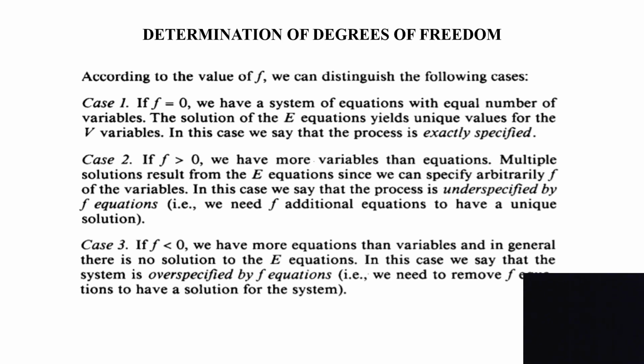Okay, so the degrees of freedom plays a very important role in the design of a controller. When you want to achieve a desired control, you need to specify how many degrees of freedom there are for a particular system. That is determined based on the number of variables minus the number of equations. So it may be either exactly specified, overspecified, or underspecified.